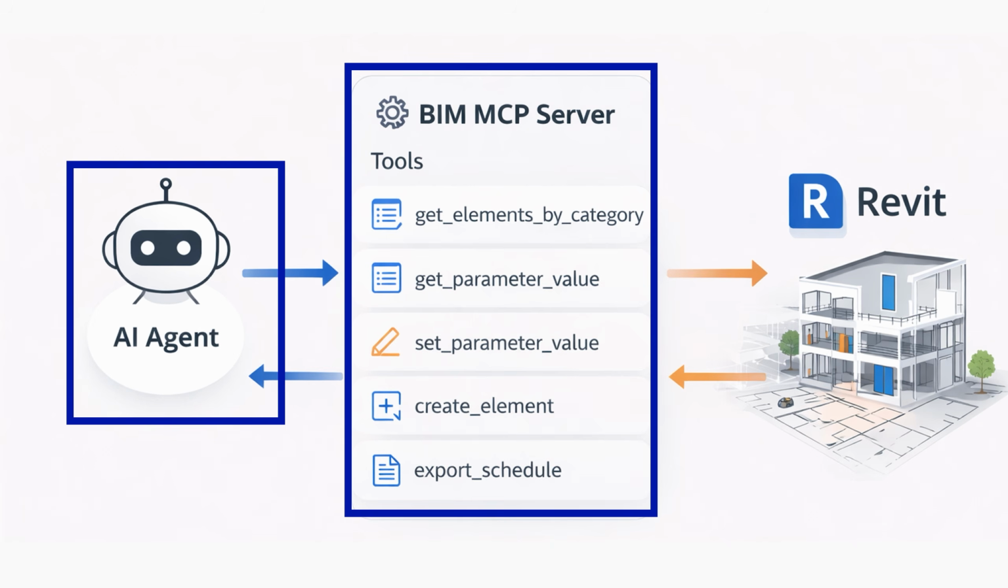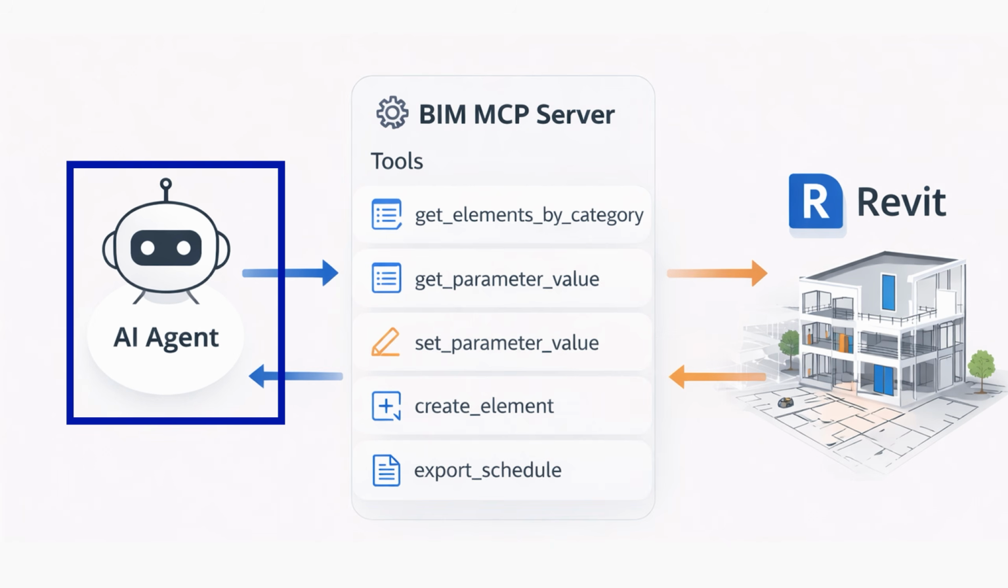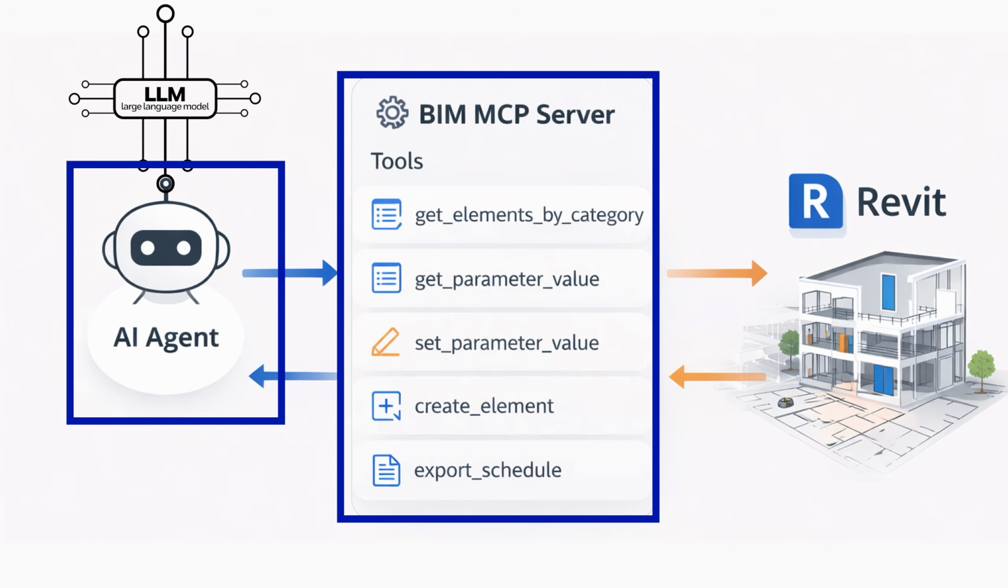The agent checks the result to make sure the wall was created correctly. If the first attempt fails, the agent reads the error, understands the problem, and adapts. Maybe the wall type doesn't exist, it finds a valid one. Maybe a parameter is missing, it fills it in. Maybe Revit rejects the input, it adjusts, and tries again.